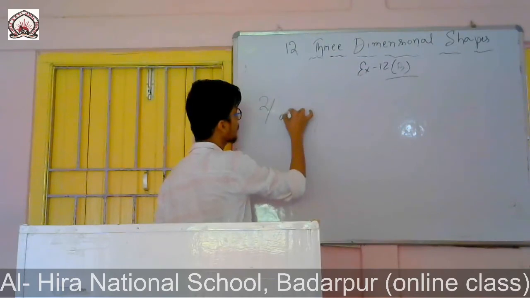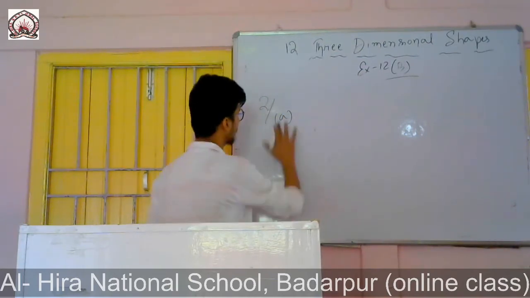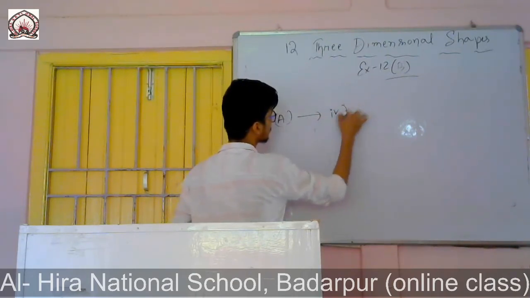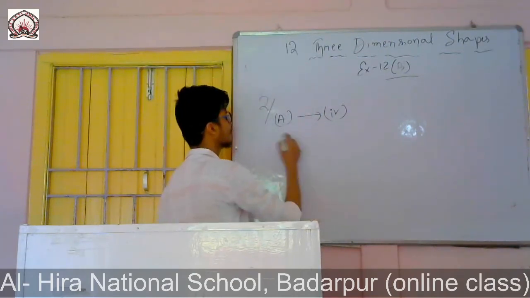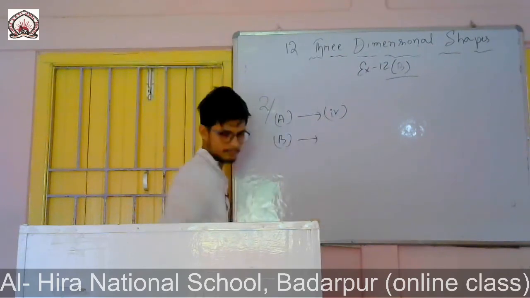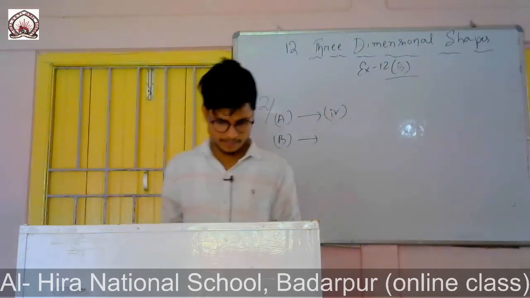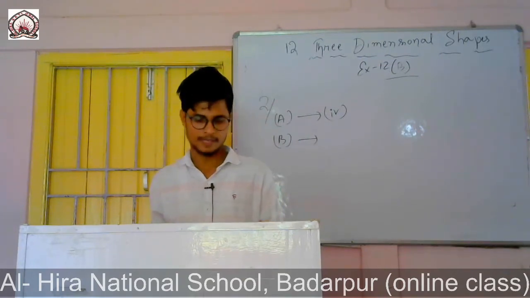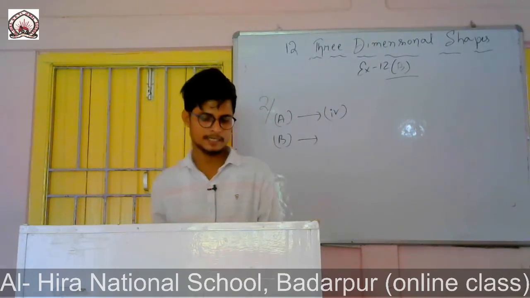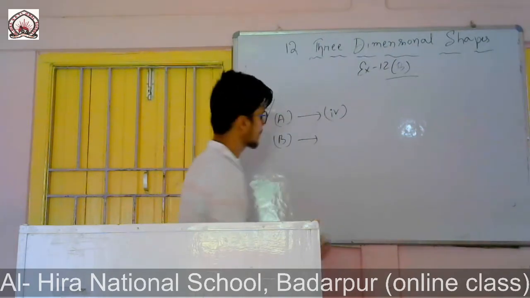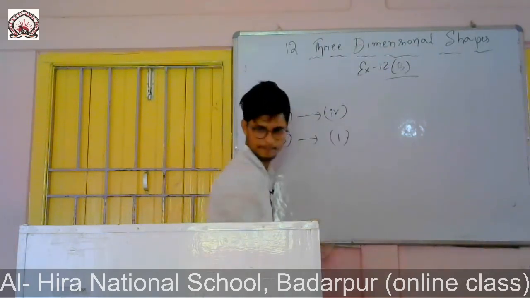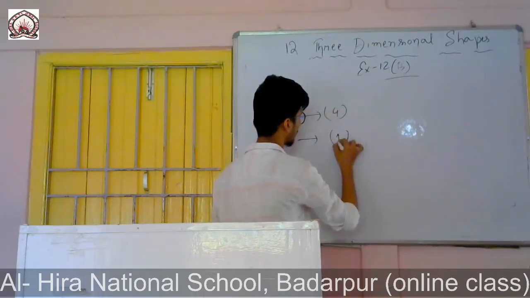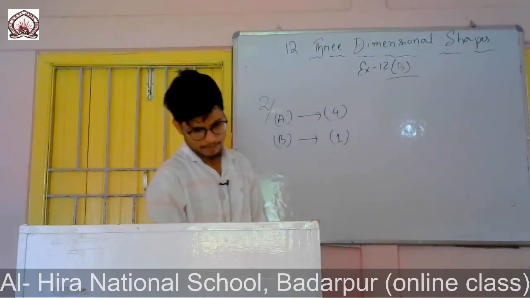Question number 2A, answer is 4. Then B, it is given triangular prism. As I said earlier, you just see the first net, you can easily understand that it is a triangular prism. So B answer will be 1. A answer is 4, B answer is 1.